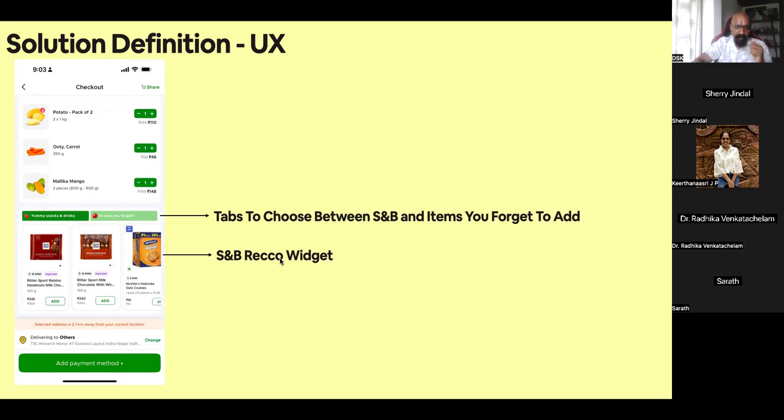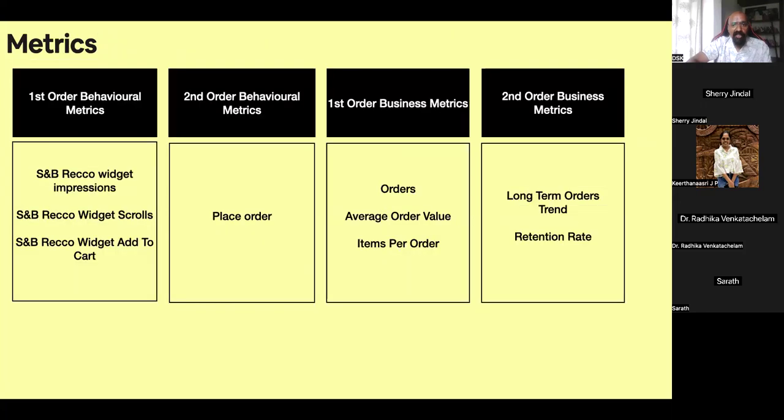The third metric that we measure is business metrics, which is the immediate business metrics. So in this case, by virtue of me clicking order, what happens on the business side is I see an order transaction happening, which therefore results in the absolute number of orders going up. I should therefore see an average order value going up should this be a successful journey. And therefore, I should see items per order going up.